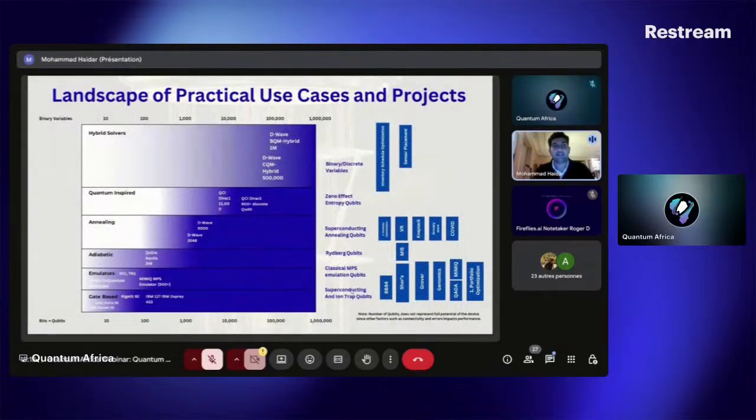So as you see here is the landscape of the practical use cases in the projects. You see we have a lot of things. We can go very quickly. Binary variables, they are the qubits, we assume. And on the left, we have a lot of types: gate-based, simulators, emulators, adiabatic, annealing, quantum-inspired, and hybrid solvers. As you see here, there are many companies working in the gate-based. For example, IBM nowadays has been using around 156.